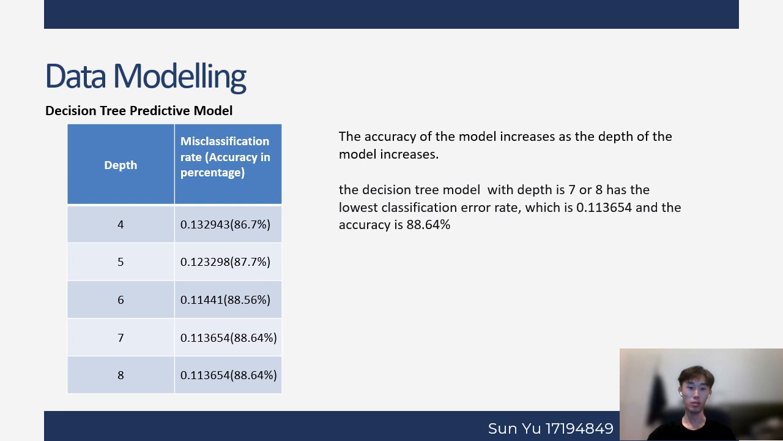When the depth is 7 or 8, the classification error of the decision tree model is the lowest, which is 0.113654, and the accuracy is 88.64%.